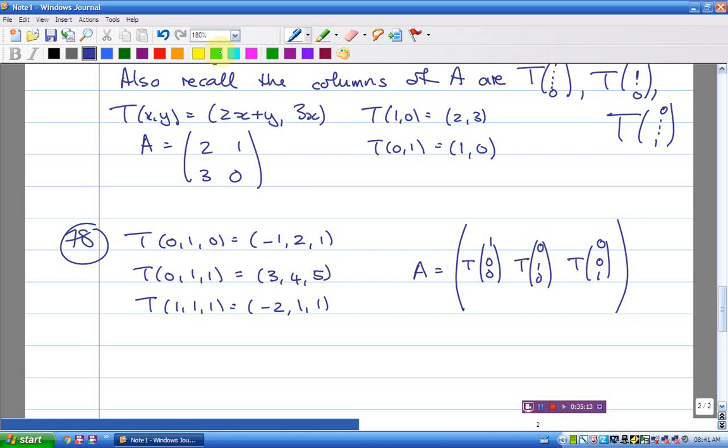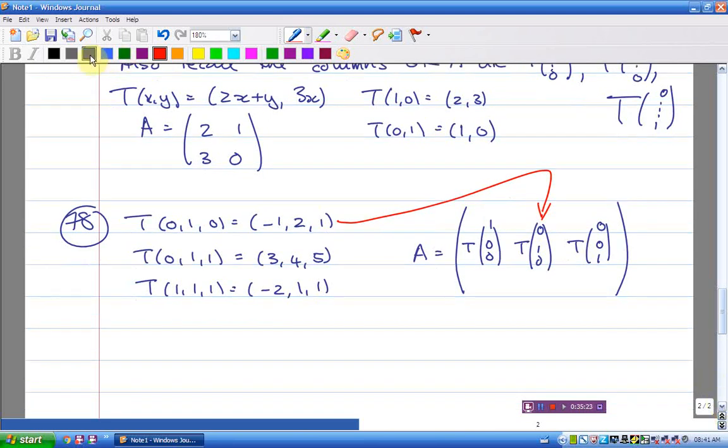Well, the middle one's easy, because it's been given to me. But the other two have not been given to me. So how am I going to find them? I'm going to find them like so.